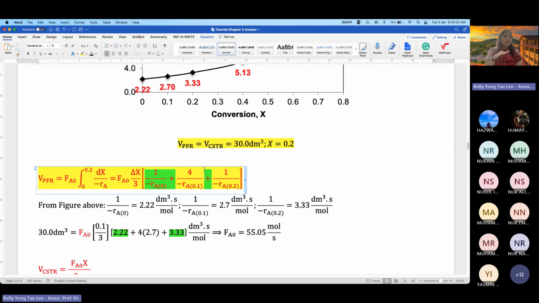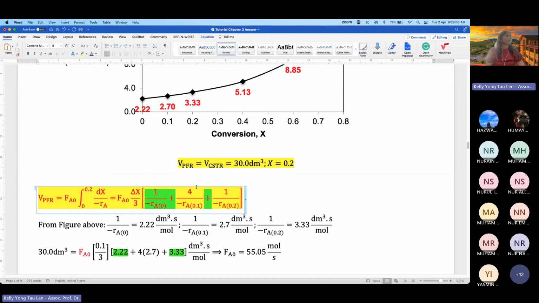Your initial x was 0, your final x was 0.2, hence your middle conversion will be 0.1. Meaning you have to find 4 over minus RA when my x is 0.1. I keep emphasizing, it is 4 over minus RA when my x is 0.1. You don't multiply with the 0.1. I worry that you will assume you have to multiply 0.1, but you do not. We just put it there so that you know at which conversion the minus RA is.